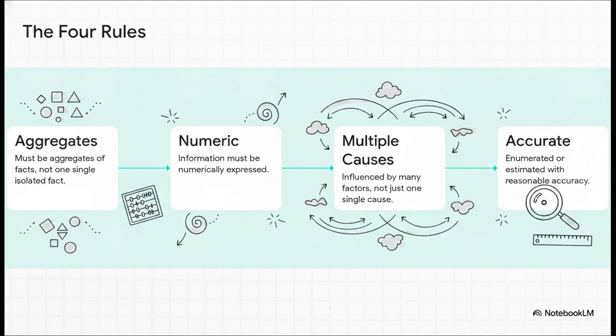1. They must be aggregates of facts. 2. They must be numerically expressed. 3. They must be affected by a multiplicity of causes. And 4. They must be enumerated or estimated according to reasonable standards of accuracy. Let's walk through each of these steps right now so you can see exactly how they play out in the real world.